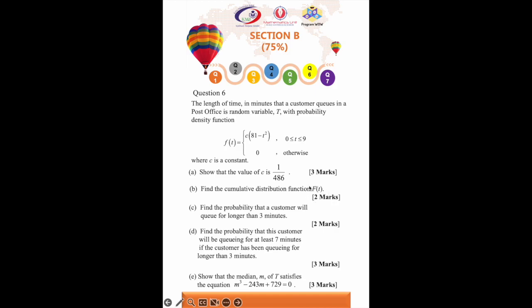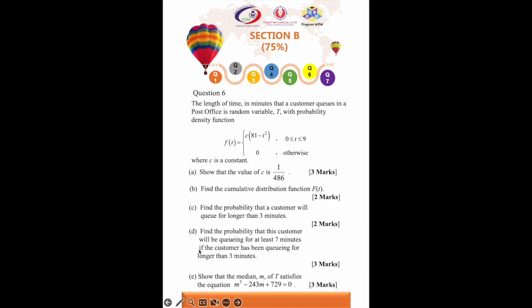So you need to write that in a piecewise function, and then you have to find the probability that a customer will queue longer than 3 minutes. So longer meaning longer than 3 minutes, meaning greater than 3, because longer than 3 doesn't include 3. And then we need to find the probability that the customer will be queuing at least 7 minutes. So sekurang-kurangnya 7 minit. Maksudnya 7 minit dan lebih, greater or equal to 7.